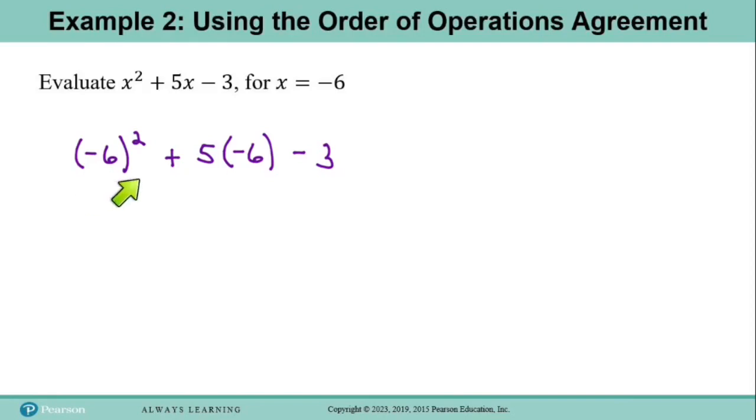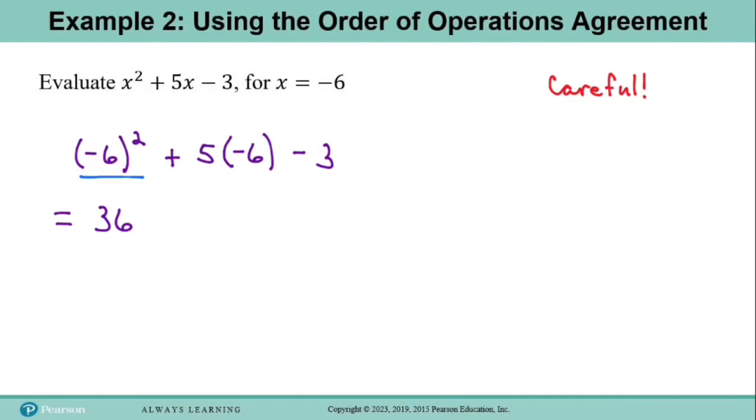So we do have an exponential expression here. So we'll need to evaluate negative 6 squared. Now of course that is negative 6 times negative 6, which is positive 36. But I do want to point something out to you here, especially since a lot of you are going to be using calculators for this.